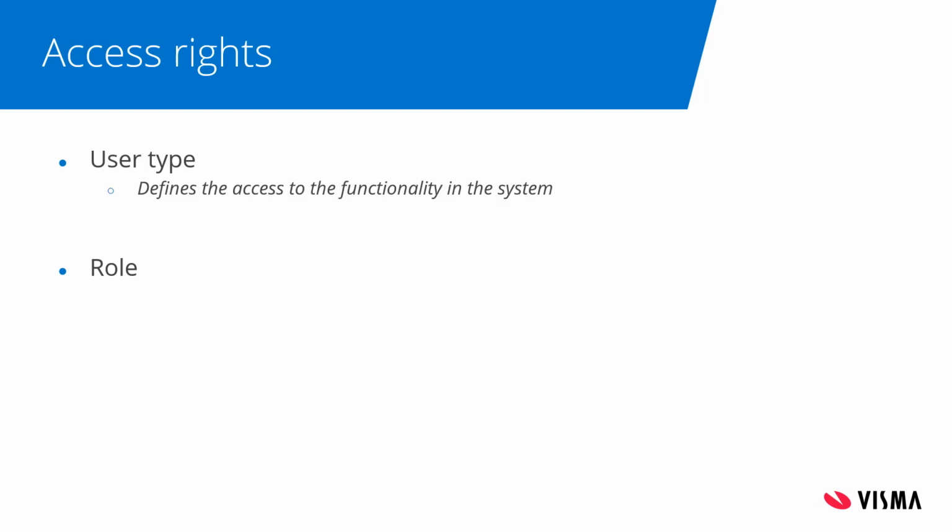Two important components of access rights in Visma.net Insights are the user type and the roles. These have to be set from Visma.net Admin, so the user can access the application. The user type defines the access to the functionality in the system. It can be of two types, professional or standard. The professional user gets access to all features and insights. A standard user can only use the content shared by a professional user.